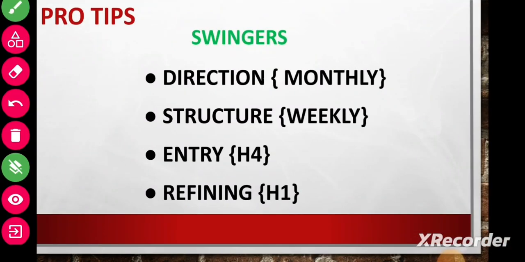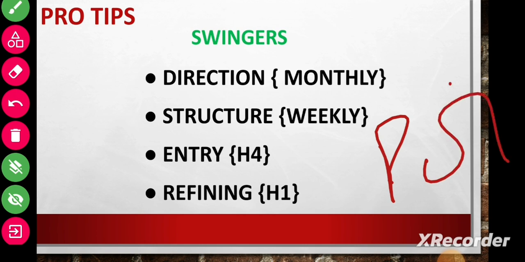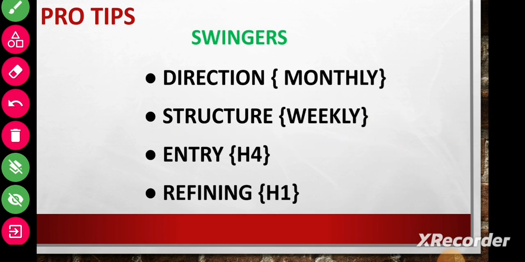If you are a swinger, if you know that 100% you have the blood, the spirit of a swinger, always find your market direction on the monthly time frame. Mark your POI, your point of interest, in weekly. Then take your entries on H4.